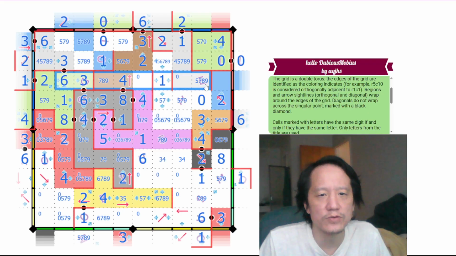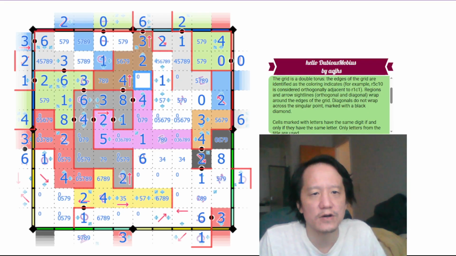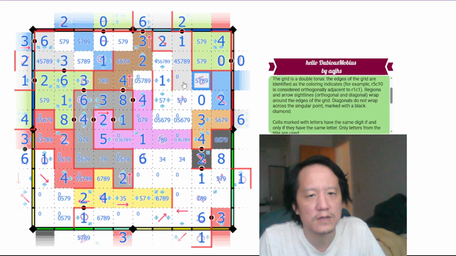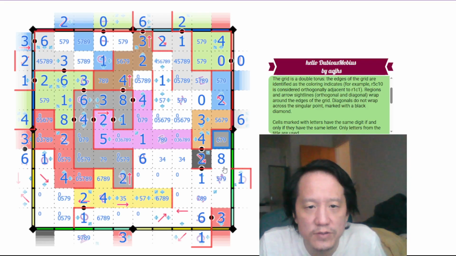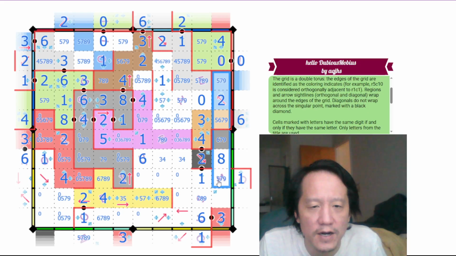Remaining digits in row 3 are 0, 5, 7, 8, 9. This can't be 0. This is 5, 7, 9. This can't be 0. We have a 5, 6, 7, 9 quadruplet in column 10, which eliminates 5, 6, 7, 9 in the rest of the column.